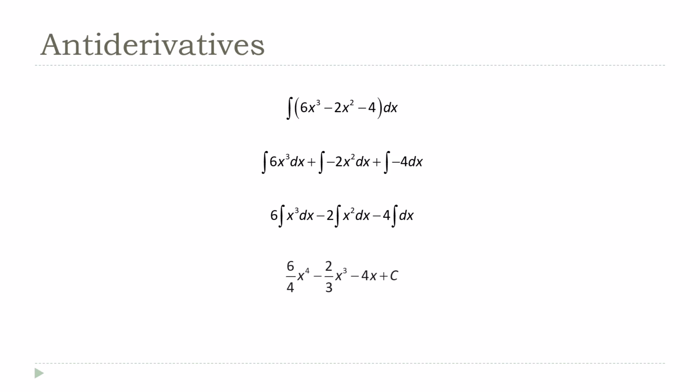The integral of x to the third is x to the fourth over 4. The integral of x squared is x cubed over 3. And the integral of dx, that one we saw back at the very first slide, is just x. And now we clean up a little. We've got to reduce the fraction, and we get our final answer, 3/2 x to the fourth minus 2/3 x cubed minus 4x plus a constant.